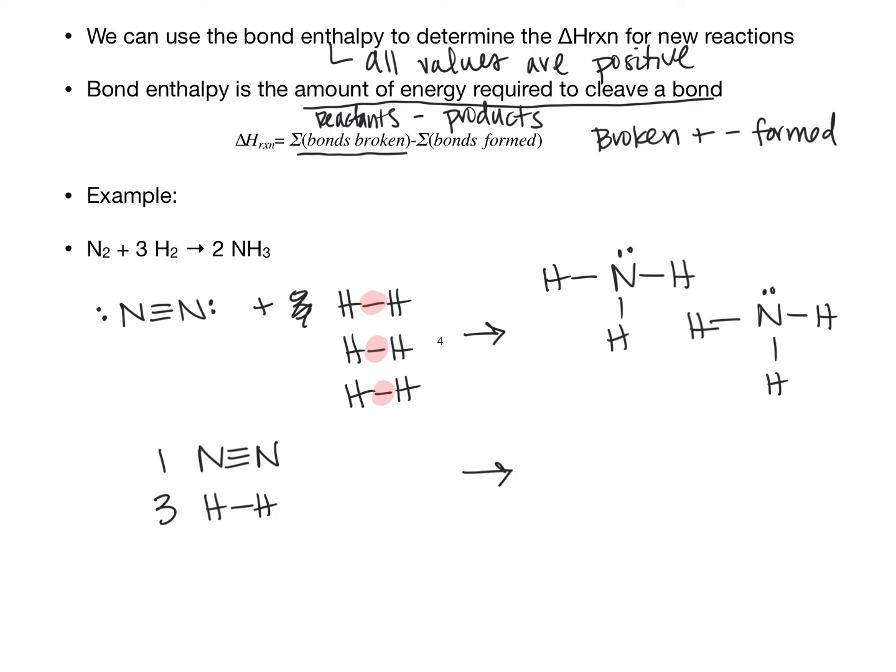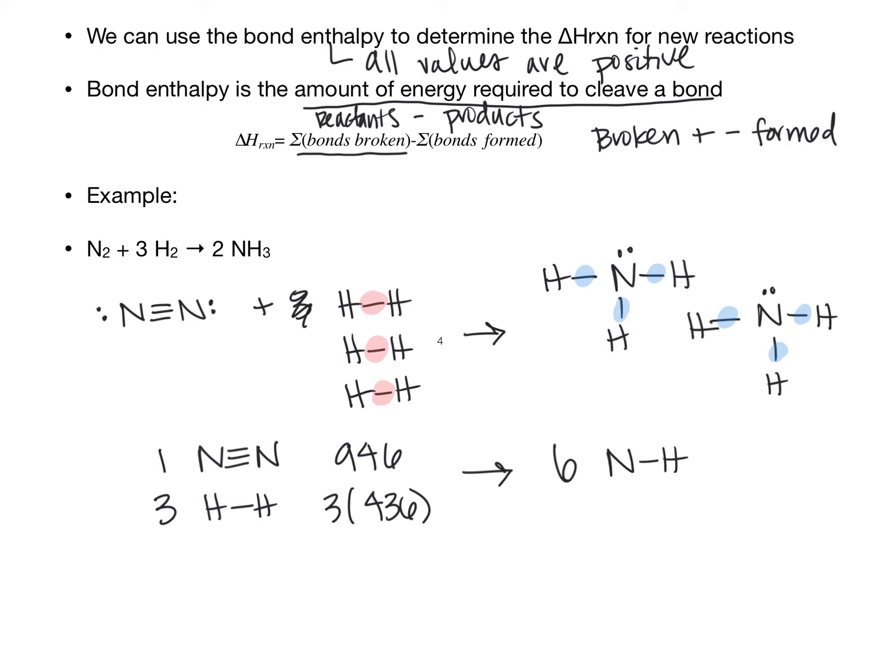And that's going to go to, let's count how many of these we have. 1, 2, 3, 4, 5, 6. So we have 6 nitrogen-hydrogen bonds. So when we look at the table values, we have 946 plus 3 times 436.